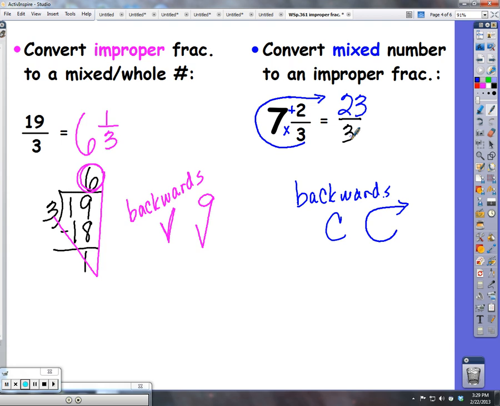So I hope this video has helped you understand a little bit more about mixed numbers and improper fractions, how you can model them, but also how you can mathematically use an algorithm in which to convert one into the other.